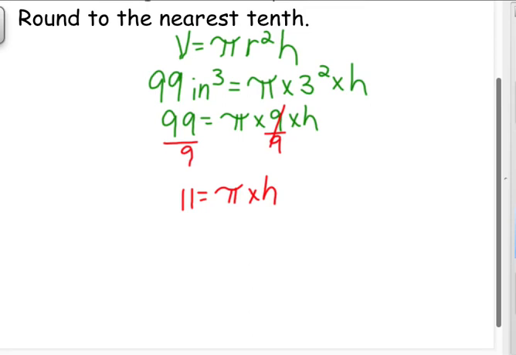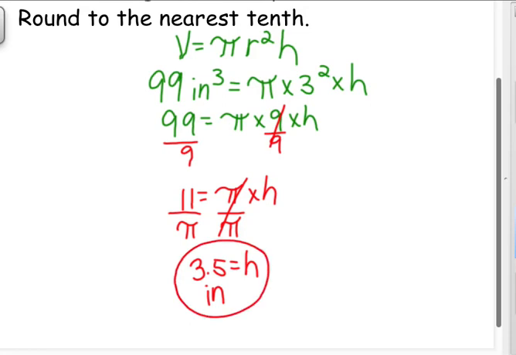Okay, h is almost alone. He's getting happier, but not yet. Instead of multiplying by pi, let's divide by pi, and divide by the pi button there and round, and you get an answer that the height is 3.5 inches.